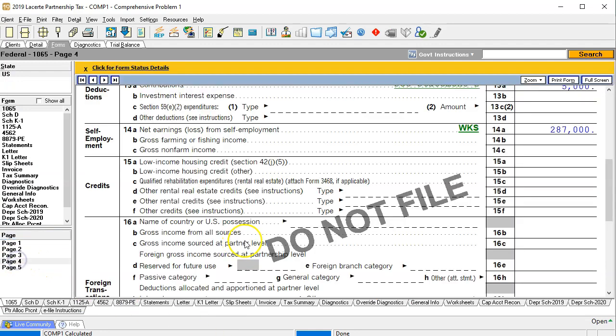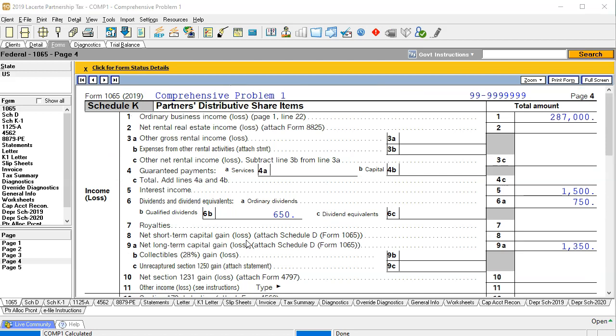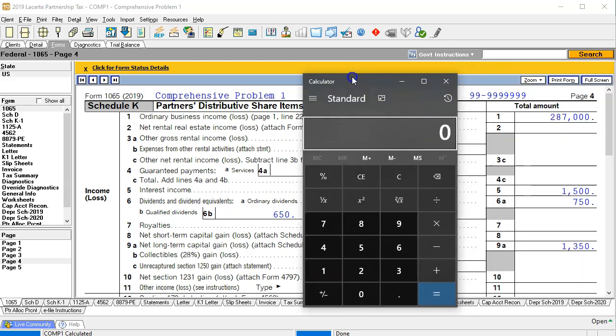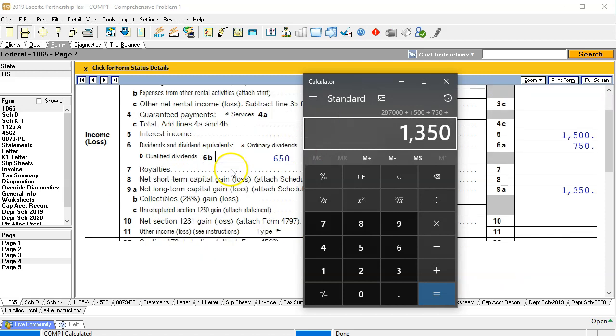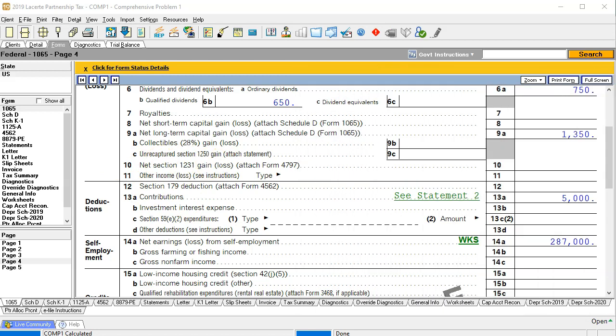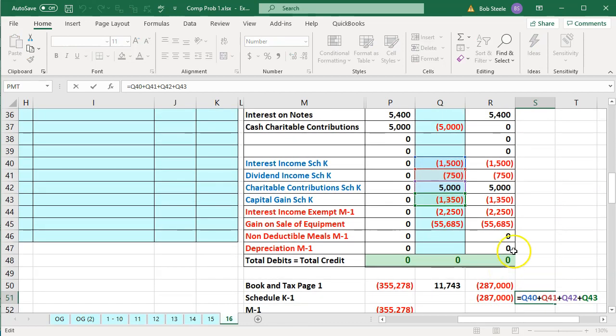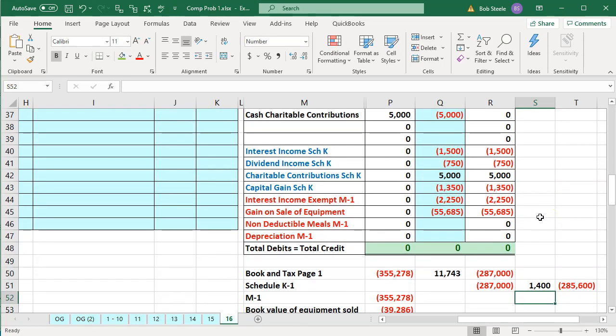Let's go back to the tax return. We're going to go to page 4, and let's take a look at our Schedule K, where we had, pulling up the trusty calculator, the 287,000 plus the 1500 plus the 750 plus the 1350, and then minus the 5,000 gives us the 285,600. So there's the 285,600, which is this number on the first page, plus the Schedule K adjustments, which are the items in blue.